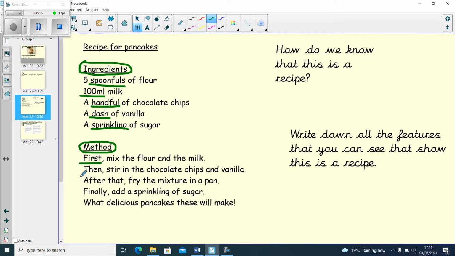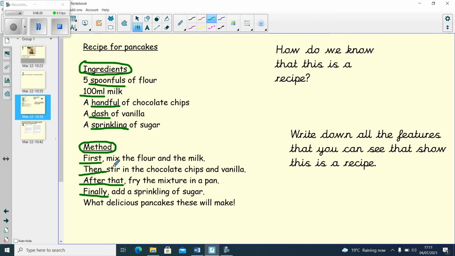First, then, after that, finally. Can you remember what kind of words those are? That's right, they are time verbs, aren't they? Time words. Okay, so first you have to do this, then you do that, after that, and finally is the last thing that you need to do.